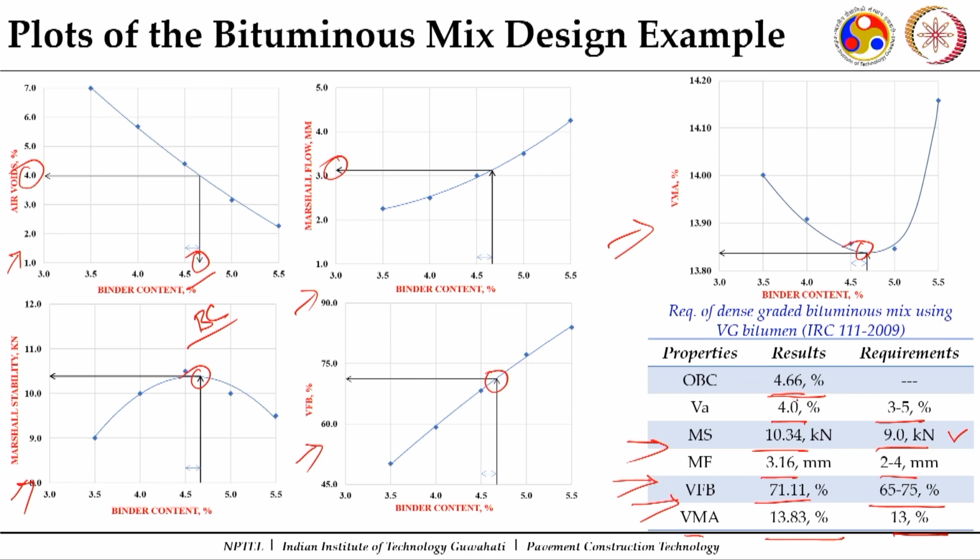So then I can consider this 4.66 as my optimum binder content, and I need to get from the plot between the density and the binder content, the density of the mix to which it is to be compacted in the field. So this now becomes my optimum binder content. This is a conventional method of mix design which is attempted for bituminous mixes, and as we discussed earlier, bituminous mixes are of different types.